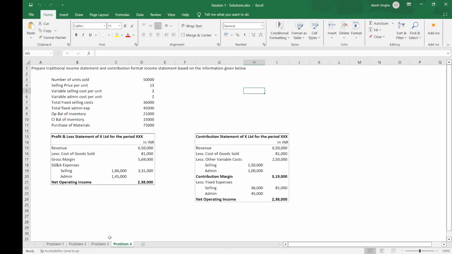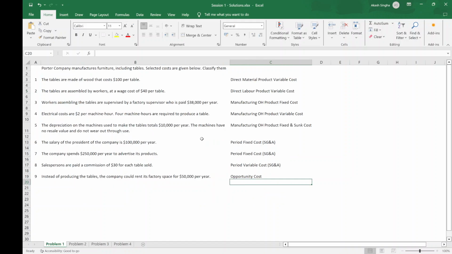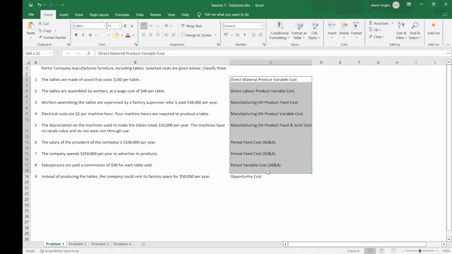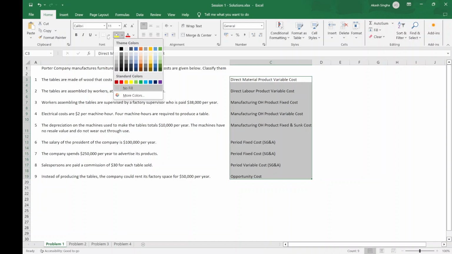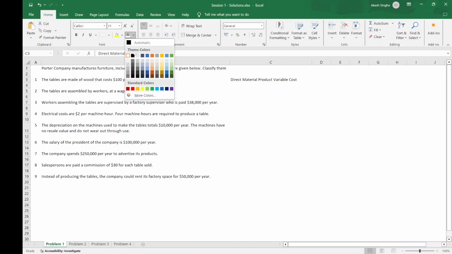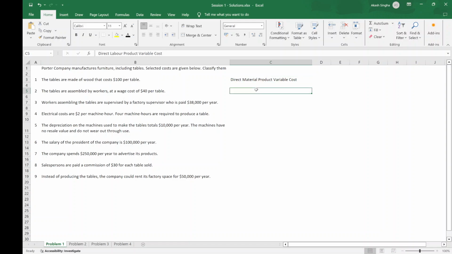So let me check one. Okay, so for the first session, I am just going through this problem. Tables are made of wood that costs $100 per table. So this is direct material, product, and variable. This is going to be direct material, product, and variable.